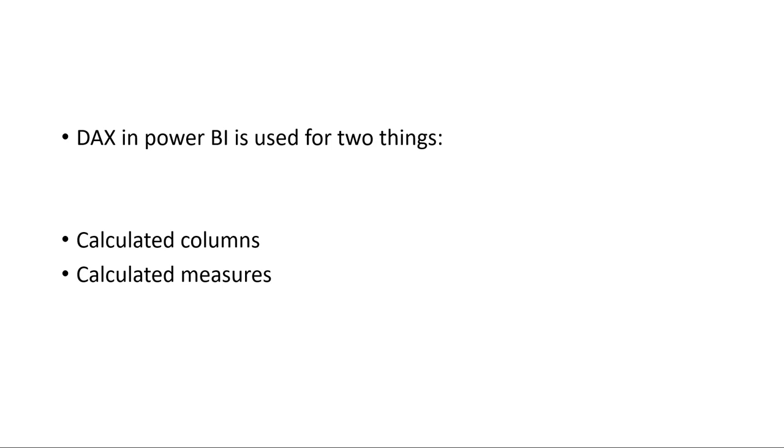There are two things in DAX which we really calculate or use. These are calculated columns and calculated measures. There are only two values around which all DAX expressions revolve.